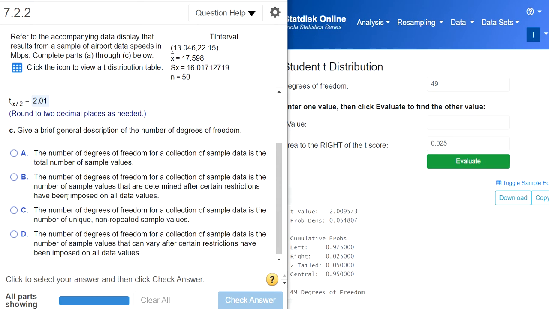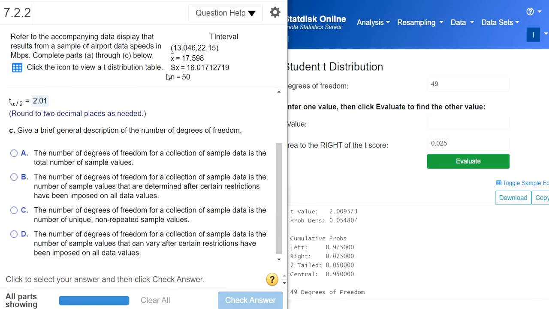B: the number of degrees of freedom for a collection of sample data is the number of sample values that are determined after certain restrictions have been imposed on all data values. It is a restriction we're imposing, but it's not a restriction on all data values, so that's not quite it for B. For C: the number of degrees of freedom for a collection of sample data is the number of unique, non-repeated sample values. That's not it either, right? Because we have 50 numbers here.